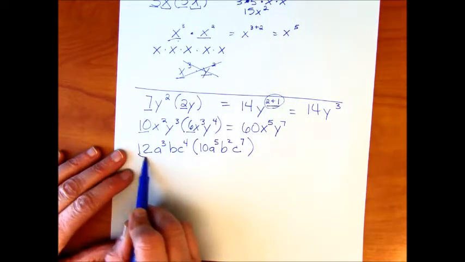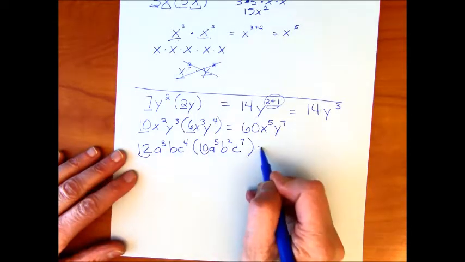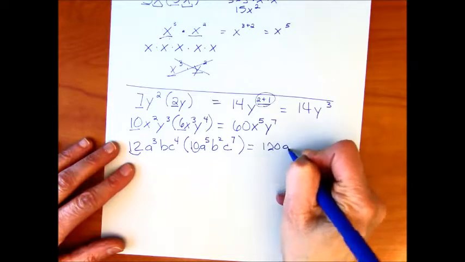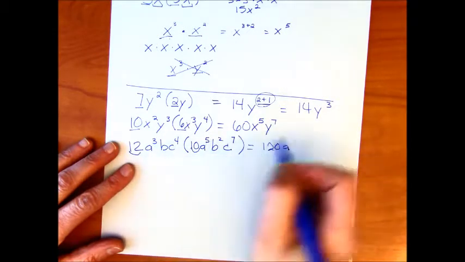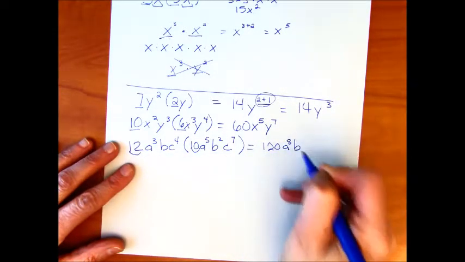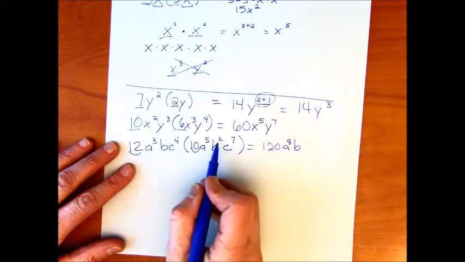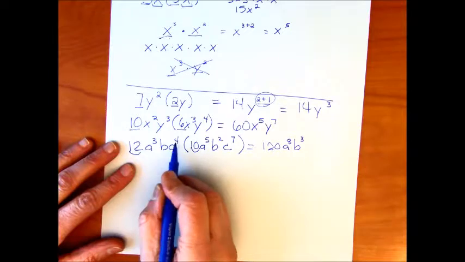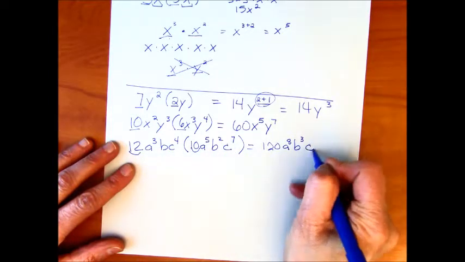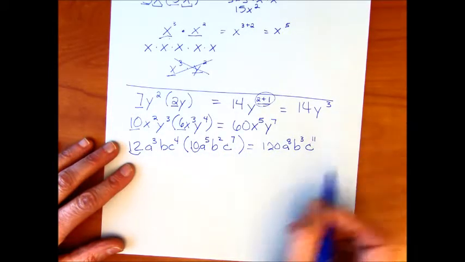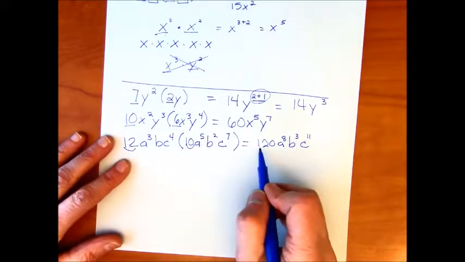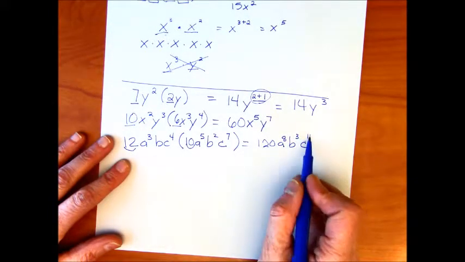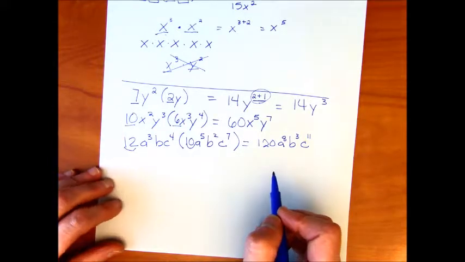But first, before we begin, we want to multiply our coefficients, so that's 120, and a is going to be 3 plus 5 is 8. B, that's a 1 and a 2, so that's going to be 3. And then C is 4 and 7, so C is going to be 11. And so our answer is 120, a to the 8th, b to the 3rd, c to the 11th power.